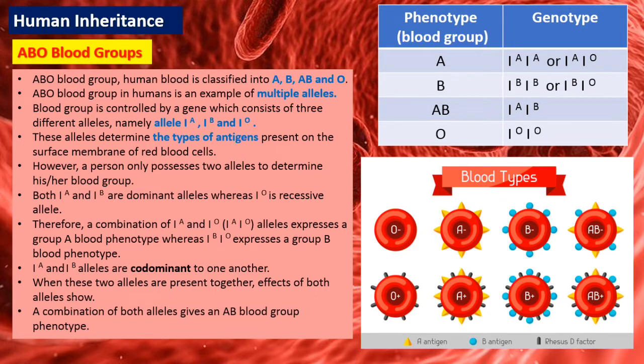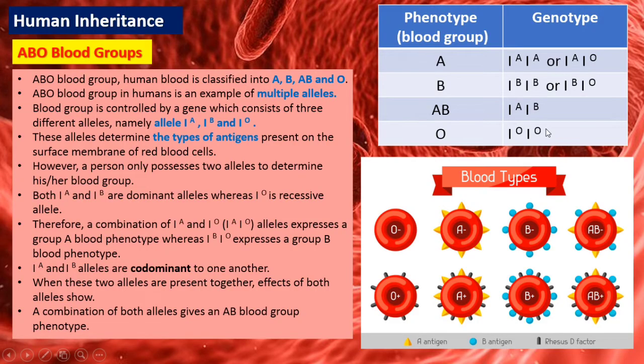For blood group A, a person who has blood group A has the genotype either IAIA or IAIO, either homozygous dominant or heterozygous. Blood group B is IBIB or IBIO, dominant and recessive, dominant as well. Blood group AB is codominant, a combination between IA and IB. But blood group O must combine IO and IO.